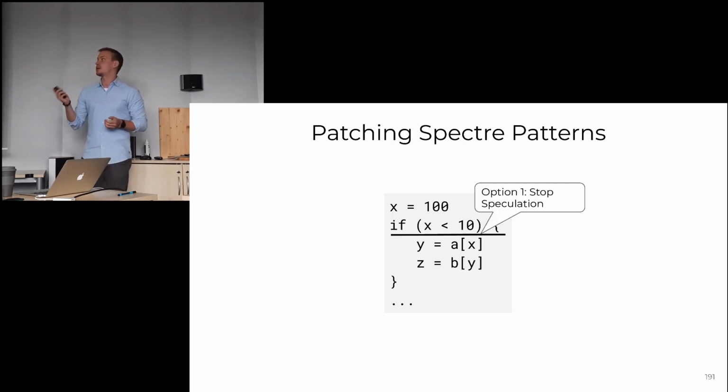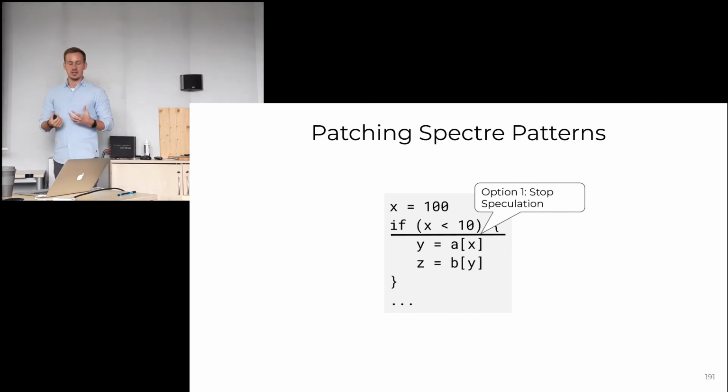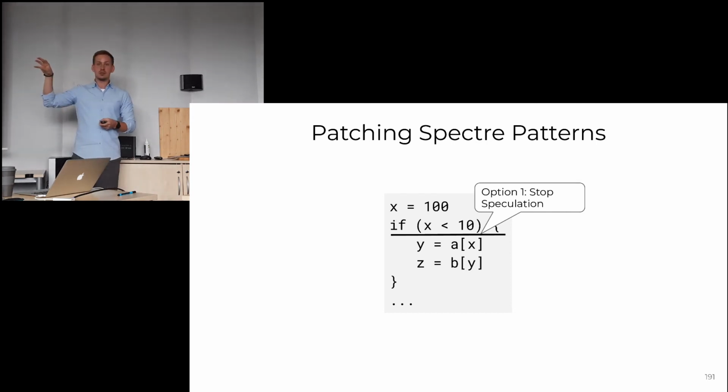Here we have several options. One, the simplest option, is to just stop speculation right after such an instruction. So for example, Intel CPUs have so-called serializing instructions, LFENCE. We can insert this instruction right after a conditional branch, and then when the CPU encounters this instruction, it will just stop and wait for the conditional branch to get resolved.